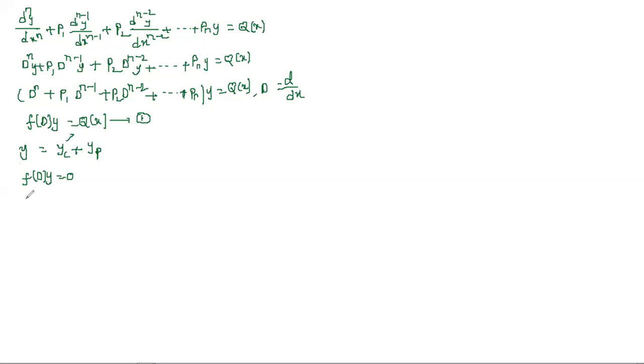Now coming to yp, how to calculate that one? You need to calculate from f of D into y is equal to q of x. So if you want, you can write yp, and then yp is equal to, just take this polynomial to the other side, where it was multiplying. When it comes to this side, we simply write it as 1 by f of D into q of x. So this is the formula we are using to calculate the particular integral. yp is equal to 1 by f of D into q of x, where f of D is nothing but a polynomial of degree n.